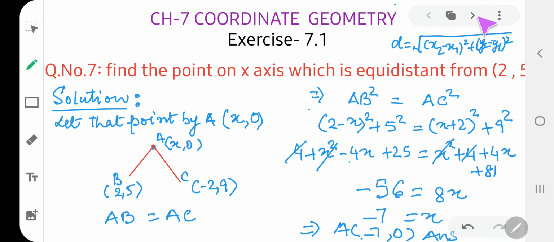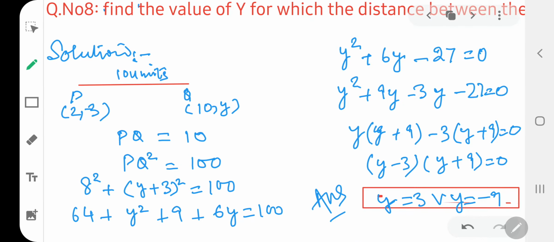Now let's move to the next question of the exercise, question number 8. And in this question, he wants us to find out the value of y for which the distance between these 2 points is 10 units. He is giving us 2 points, (2, -3) and (10, y). These are the 2 points, and the distance between them is 10 units.